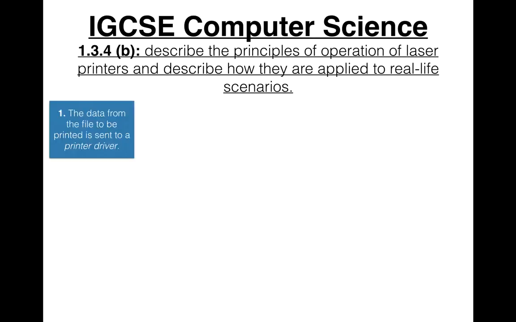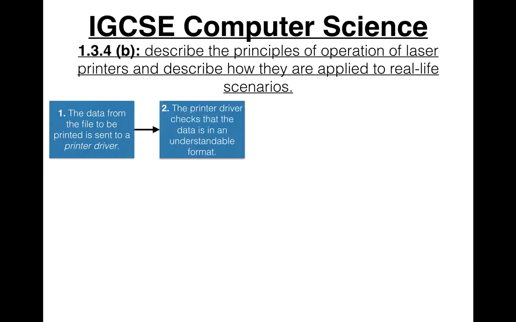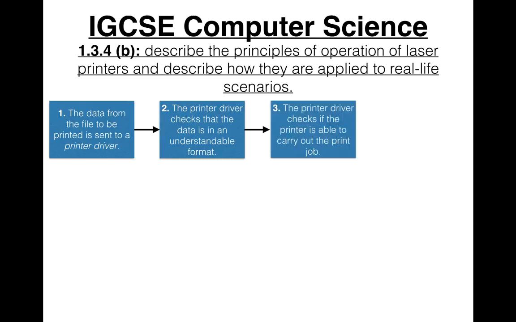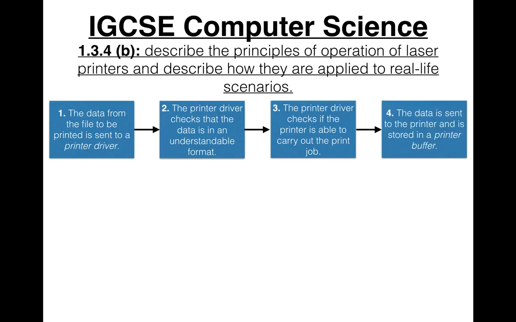Anyway, here's the algorithm. The data from the files to be printed is sent to the printer driver. The printer driver checks the data is in an understandable format. I'm rushing through these because we looked at these steps in inkjet printers, but it's a bit different once we get to a certain step. The printer driver checks if the printer is able to carry out the print job, like whether it's busy, has no paper, whatever. The data is sent to the printer and stored in the printer buffer.